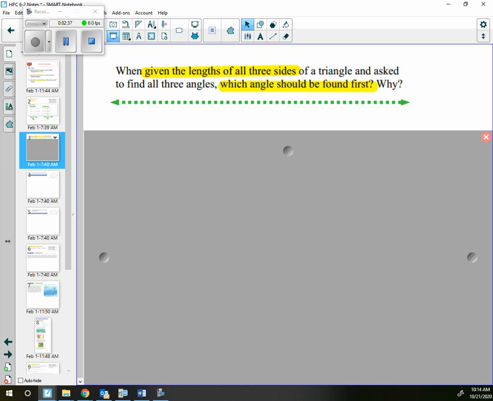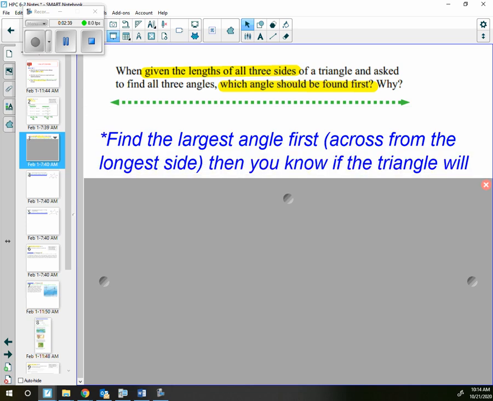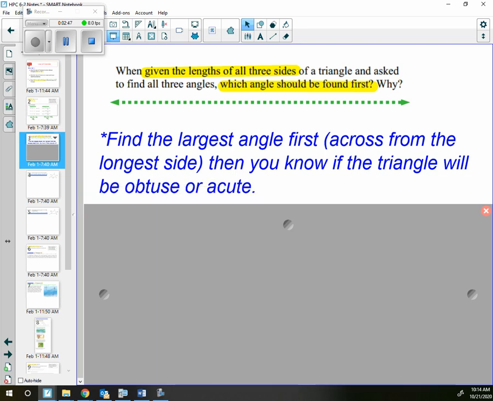Well, here's what we really need to do. We need to find the largest angle first. Remember, the largest angle is across from the longest side. Then you know for sure what kind of triangle you're dealing with, whether that triangle is going to be obtuse or acute. If we find the biggest angle first and it's bigger than 90, we know we have an obtuse triangle. That means the other two angles will be acute for sure.